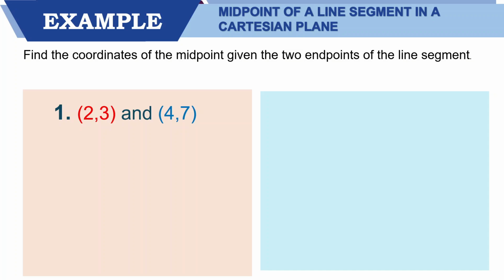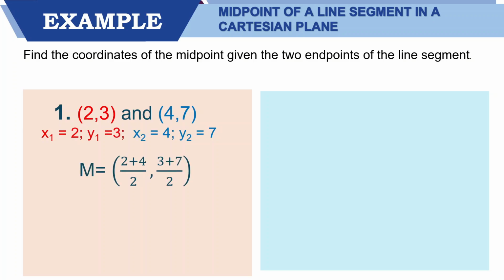This is the one that we will use if we don't have the Cartesian plane in front of us, but we have the coordinates themselves. We can just put those coordinates in the midpoint formula, and we will get 6 over 2, 10 over 2. Simplifying, we will get (3, 5) as our midpoint.